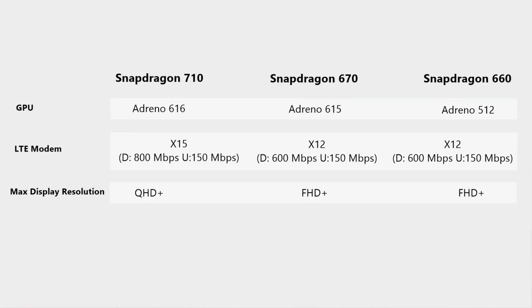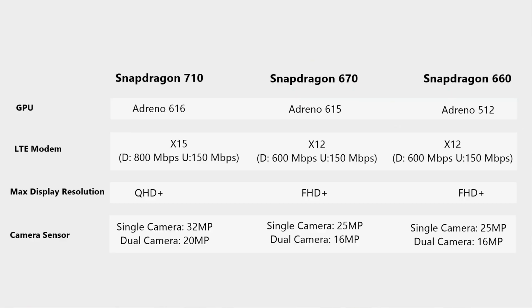Now let's talk about the camera resolution. The 670 also supports lower camera resolutions in both single and dual camera configurations compared to the 710. And if these points sound familiar, then yes, these are exactly the same that we saw on the Snapdragon 660. And now it is safe to say that the 670 is a perfect middleman between the 660 and the 710.